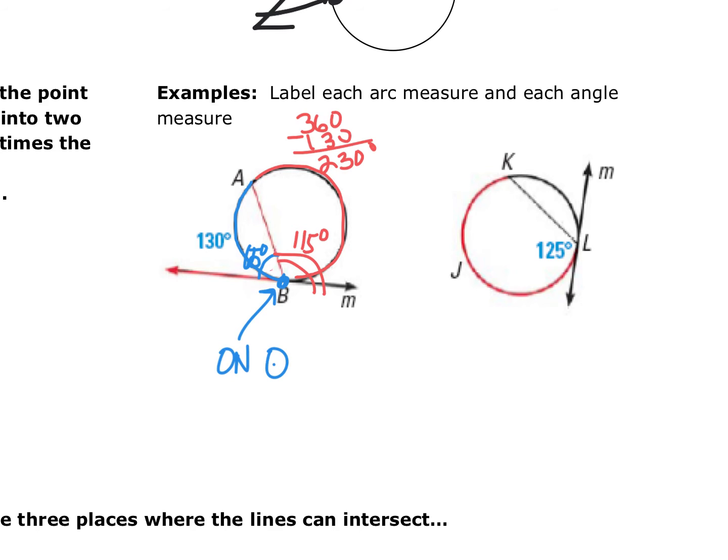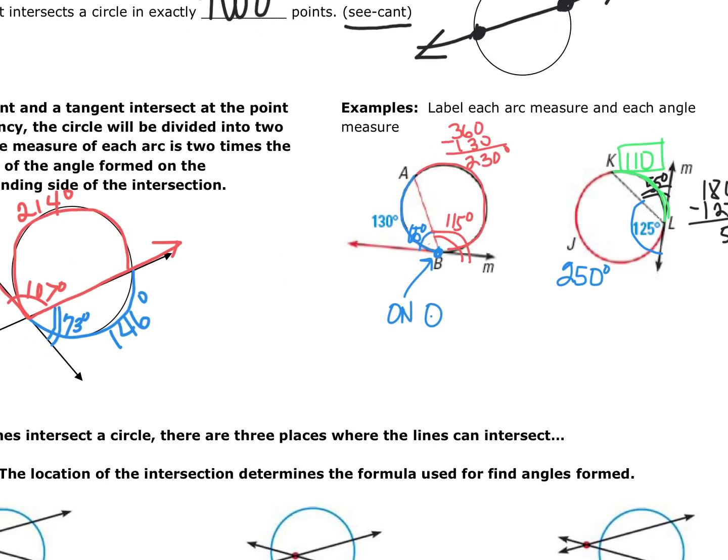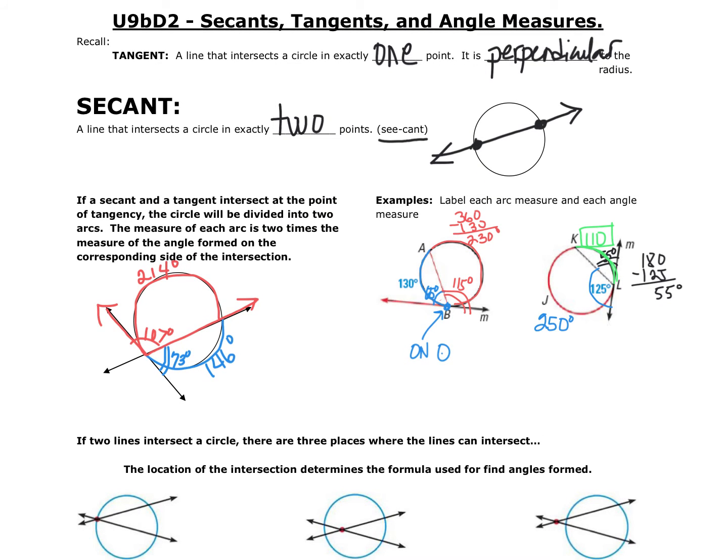Here we have a 125 degree angle. And so our arc is going to be 250 degrees, so it's 125 times 2. And our angle is going to be supplementary to the 125, so 180 minus 125 gives me 55. So that's a 55 degree angle. But the arc is twice that, so that's 110 degrees. Just like inscribed angles whose vertex is on the circle, these types of angles that are formed by secants and tangents have their vertex on the circle as well.